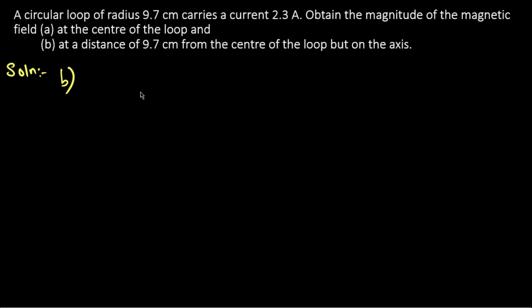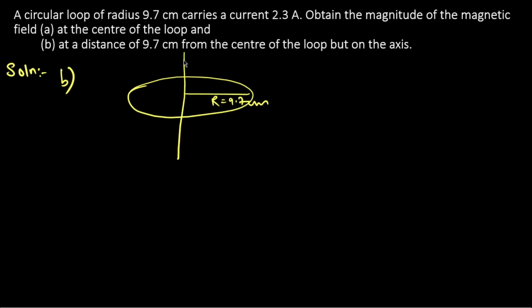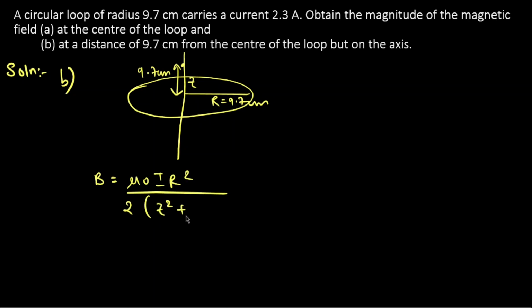Now in the next case they have asked us to find the magnetic field at a distance of 9.7 centimeter from the center of the loop but on the axis. So if this is a circular loop and this is the axis of radius r 9.7 centimeter, we need to find the magnetic field on the axis at a distance from the center of 9.7 centimeter. So let's take this value as z, this value is r. The formula for magnetic field on the axis is given to us as B equal to mu naught I r square divided by 2 into z square plus r square the whole 3 by 2.